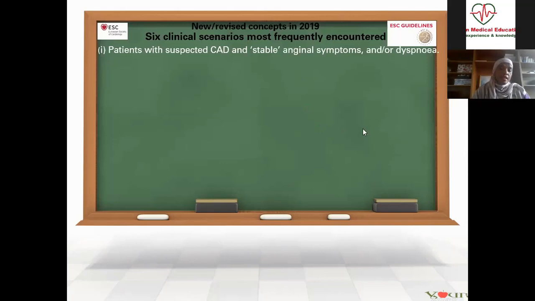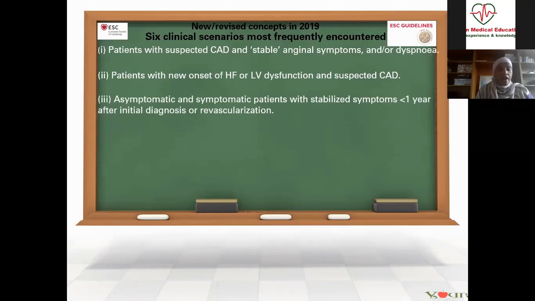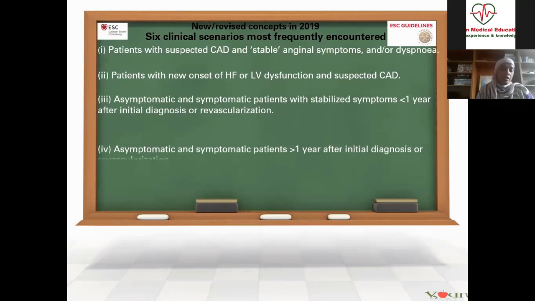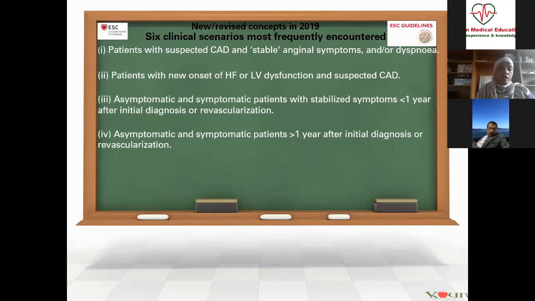The second clinical scenario is a patient with new onset heart failure or LV dysfunction, with unsuspected coronary artery disease, a patient who had an echocardiogram which showed a regional wall motion abnormality. Those patients might be referred for evaluation in the outpatient cardiology clinic. The third scenario is an asymptomatic patient, or symptomatic patient with stabilized symptoms, less than a year after initial diagnosis or revascularization. Those are the third category that we encounter in the outpatient clinic. The fourth scenario is the asymptomatic or symptomatic patient presenting to you more than 1 year after an initial diagnosis or revascularization.